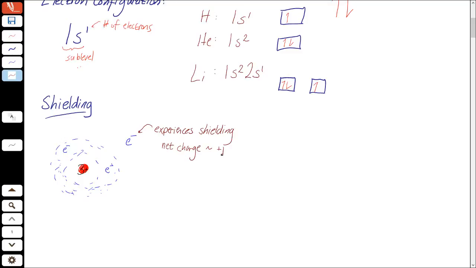And this idea is going to be really important to a lot of the things that we talk about later in this chapter. We probably won't get to them until Wednesday. But all these effects that we get, like everything from how big an atom is, to how reactive it is, to how easily it's ionized, all of these things are dictated by this idea of the outer electrons being shielded by the inner electrons.